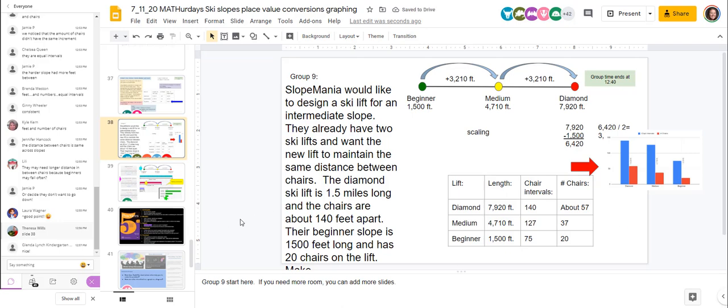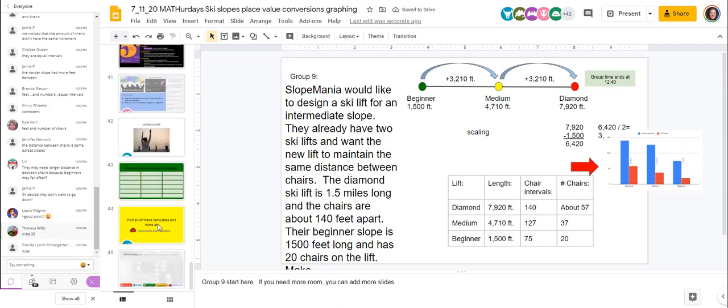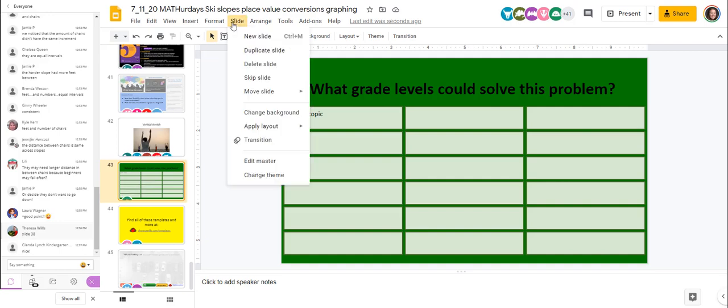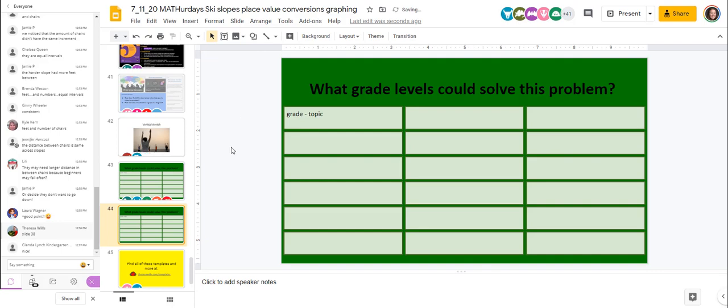All right, folks, that is our time. I hope today that I showcased the importance of looking at that in-between distance in terms of subtraction, especially for our second grade teachers, and also getting into finding the midpoint, converting numbers, and also using proportions. If you all would come down to slide 43 or 44 and let us know what grade you teach and what topic could be relevant in this problem.